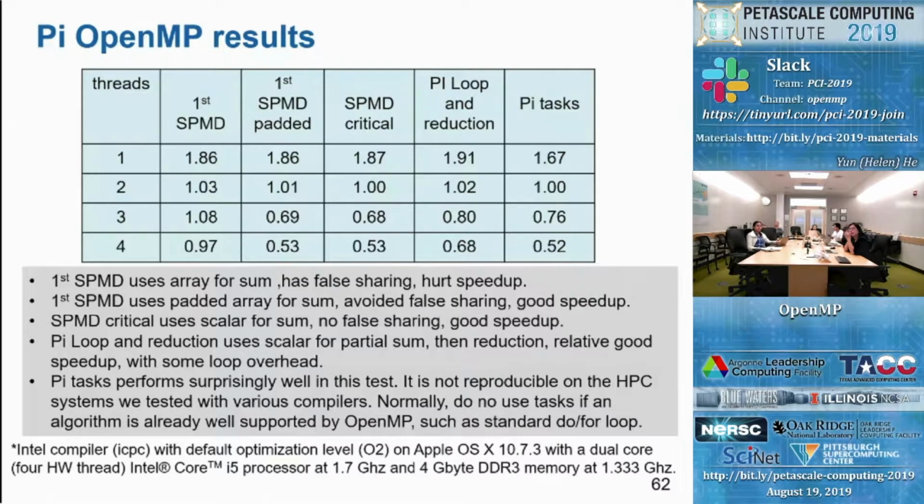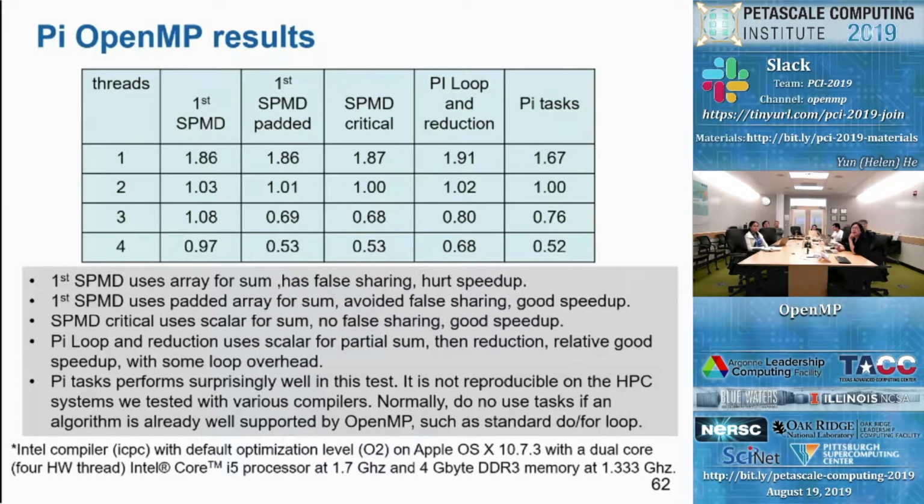And tasking, for this example on the Apple machine, performs surprisingly well. When I tried to reproduce it on the HPC computers, I didn't see that. It's actually worse than the loop with reduction and critical.